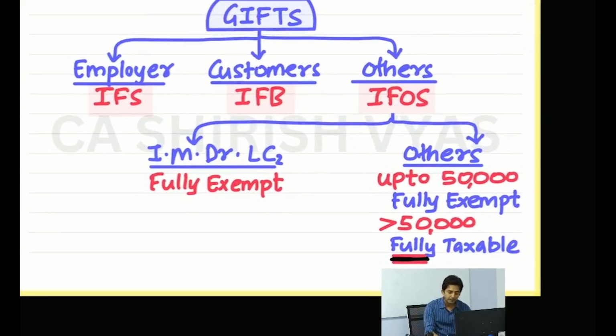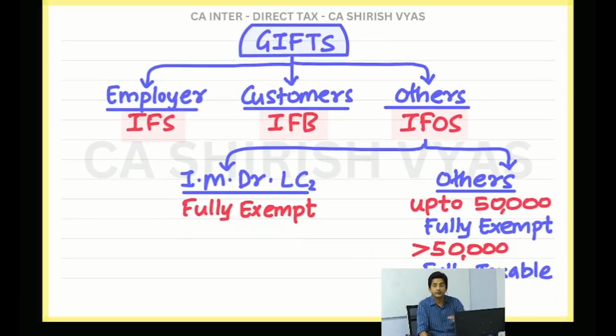Can you see I have highlighted the word fully? Because if it is 52,000, don't do that minus 50 balance. No, the entire amount will be taxable. Now you know what should go to your mind? Why it is like this, that certain gifts are exempted and others are exempt up to 50,000, above 50,000 taxable. So see, please understand everything conceptually. The concept is like this.